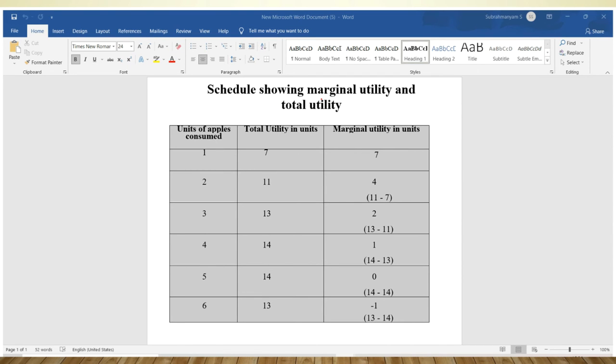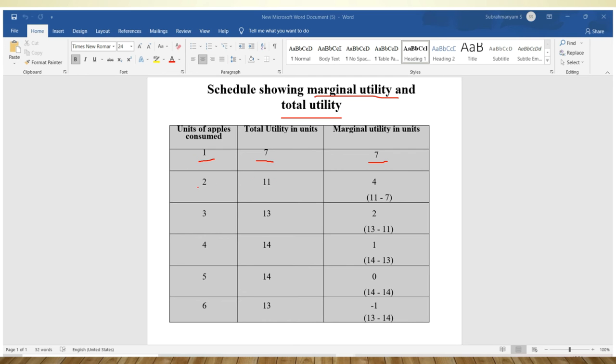Schedule showing the marginal utility and total utility. The law of diminishing marginal utility is explained with the help of this table. These are the units of apples consumed, total utility in units, and marginal utility in units. Suppose a person consumed 0 apples, he will get 0 total utility and 0 marginal utility. When he consumed 1 unit, he will get 7 units total utility and 7 units marginal utility.